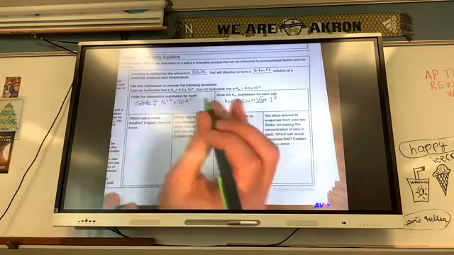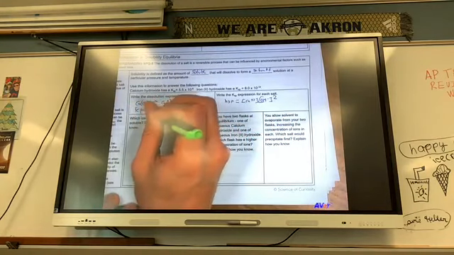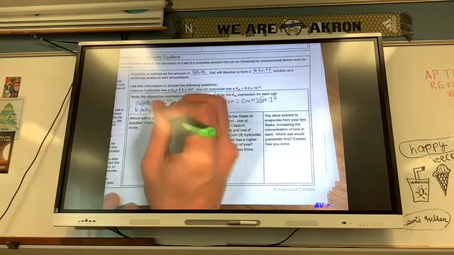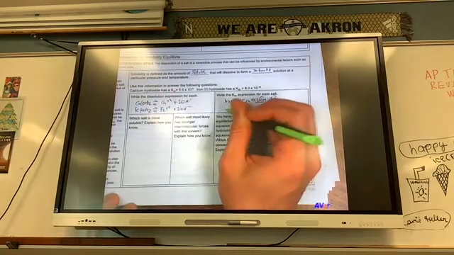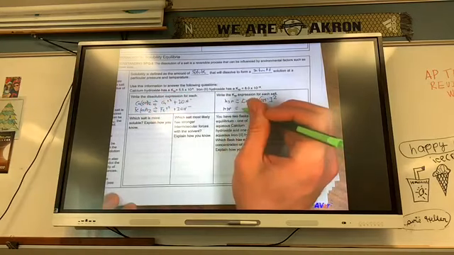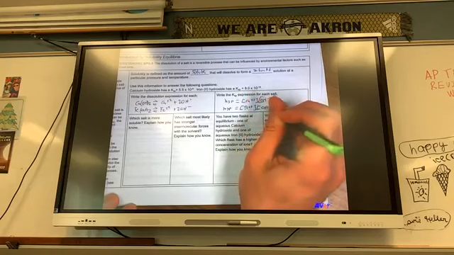So iron 2 hydroxide, so Fe, I don't know why they didn't make something a little bit different, but it's fine, we'll do it. Fe2+ plus 2OH-, and for this one, KSP is going to equal the concentration of Fe2+ times the concentration of OH- squared.